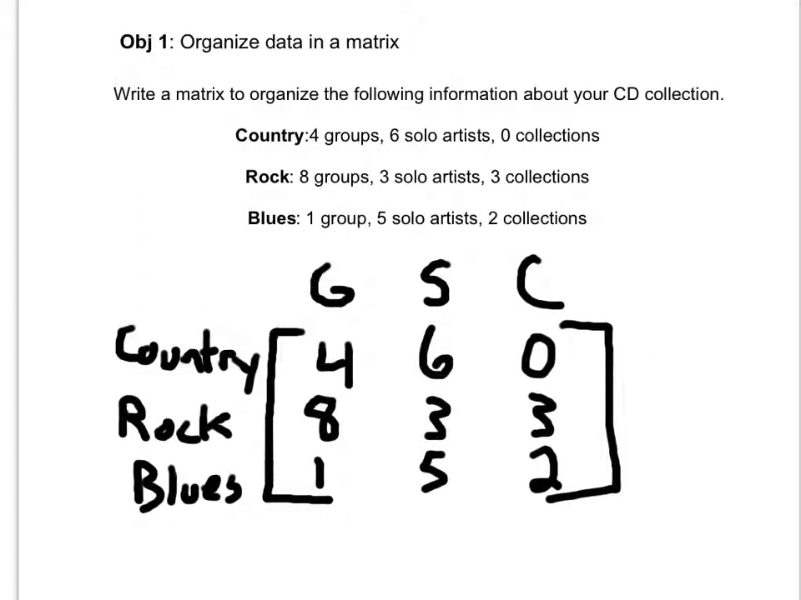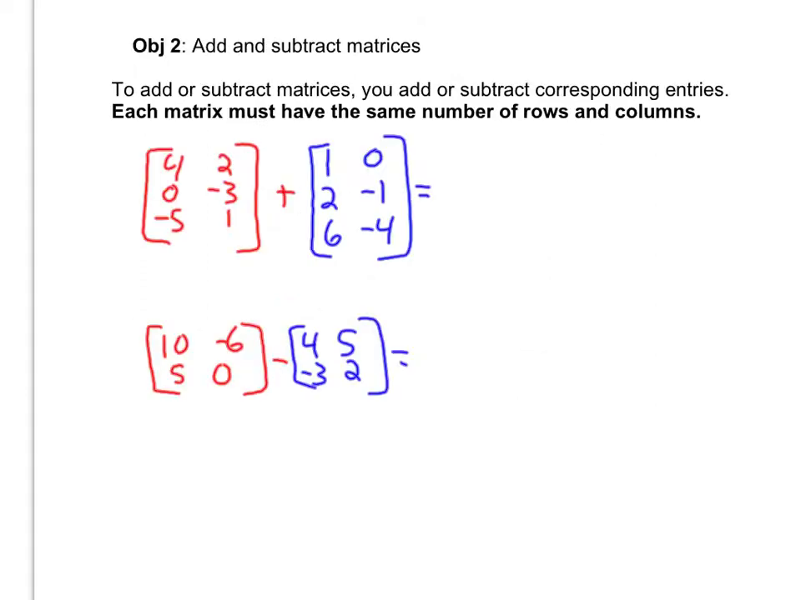Okay? You need to make sure you label the outsides of your matrix and then fill in numbers accordingly. Okay, again, make sure your outsides have labels. Alright, let's keep on going. Okay, objective 2 is to be able to add and subtract matrices. So we got to figure out how we can add and subtract them.